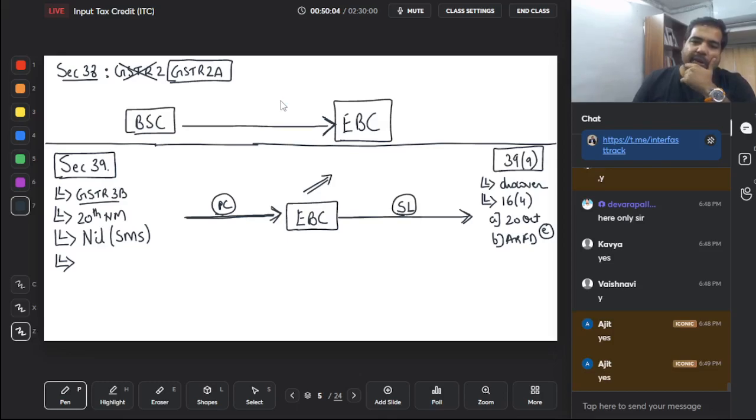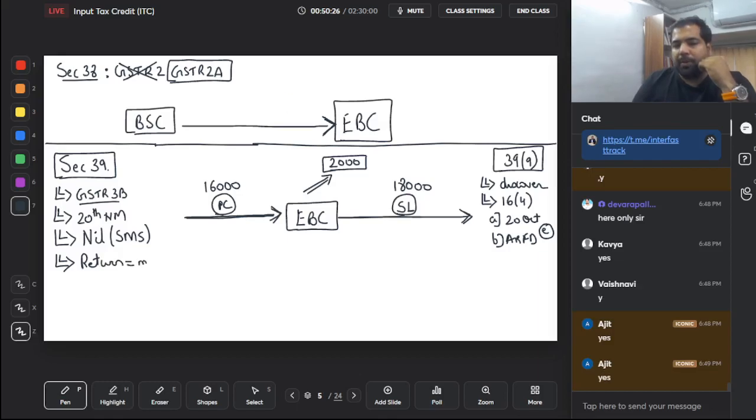What else? Yes. Guys, here your liability was 18,000. Your credit was 16,000. Will you pay the balance 2,000? Yes. But what if I just file my return without paying? That's not a valid return. That means, guys, your return should be paid along with the money that you are saying that you need to pay.